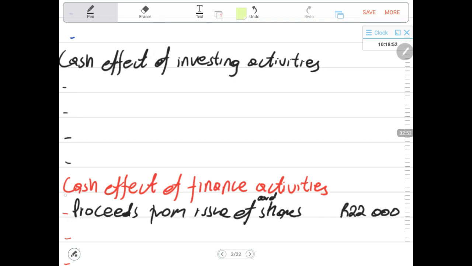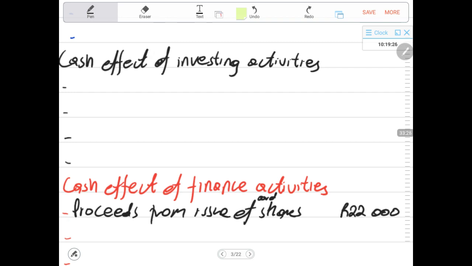Now remember, under the cash effect of financing activities, we are referring to the loan, the issue of shares, and the third one could be debentures. Those are the main items that will affect your financing activities. When the company wants to raise capital, they can borrow money which will be used for the operation of the business, or they can issue shares or debentures. So these are the items that will be taken into account.